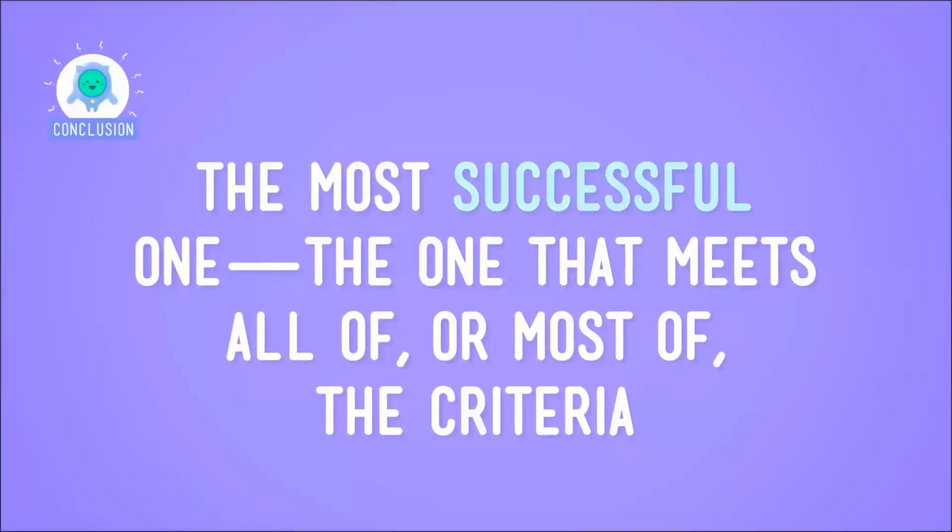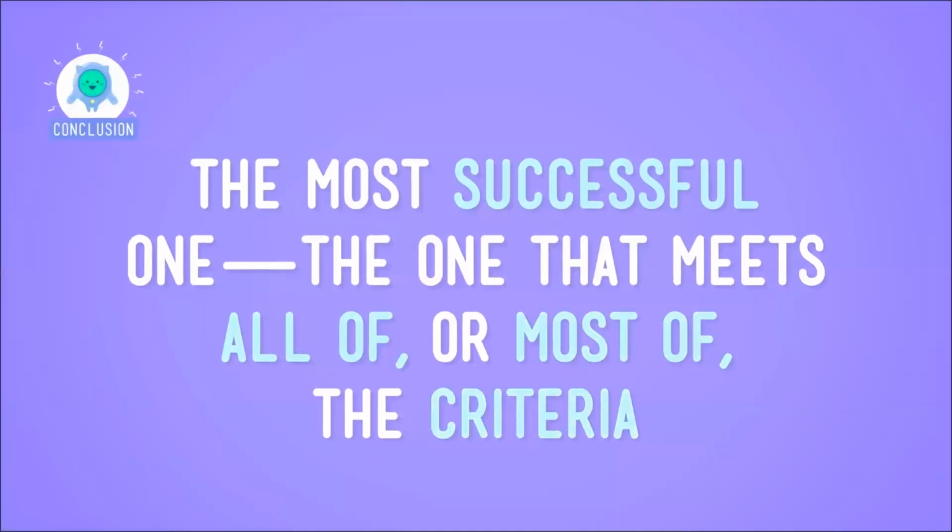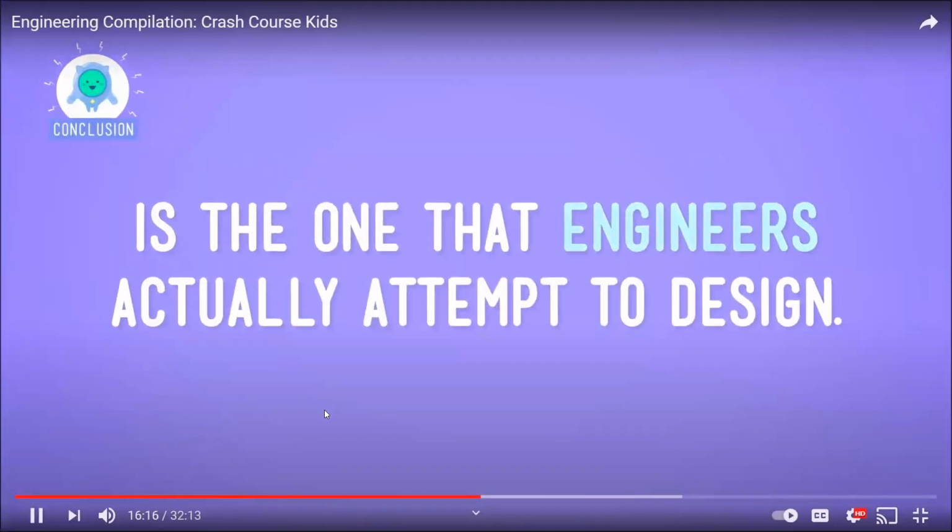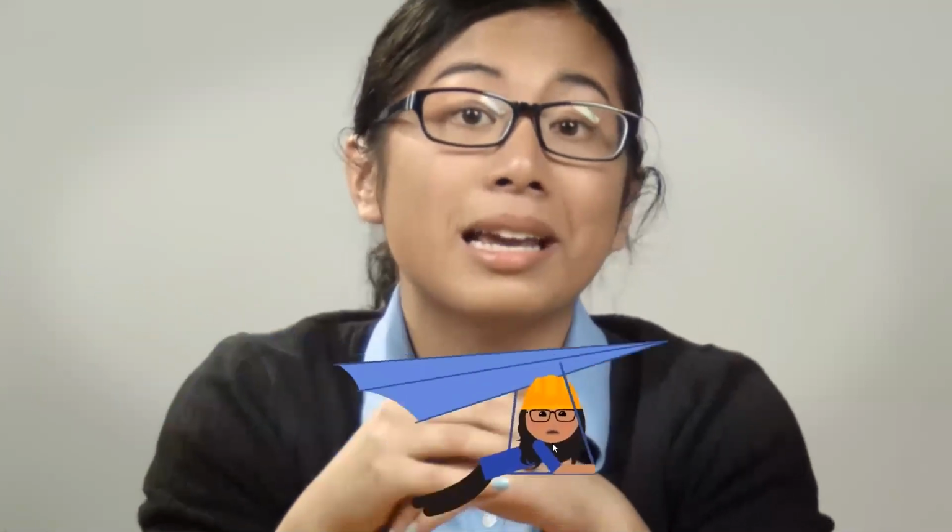And of all the solutions that an engineer can brainstorm to whatever problem he or she has, the most successful one, the one that meets all of or most of the criteria, is the one that engineers actually attempt to design. Now, actually making a hang glider out of a tent is a different step in the engineering process, so it's one that we fortunately don't have to mess with today, because I have zero idea about how to build or fly a hang glider.